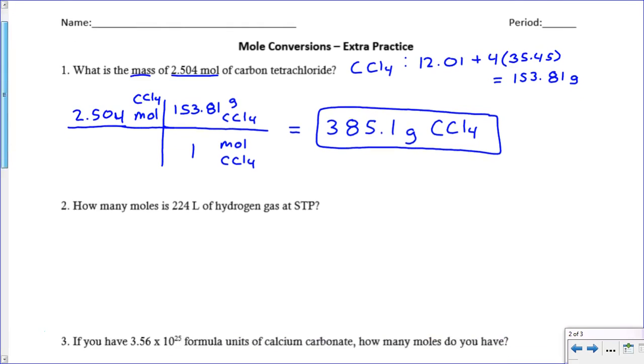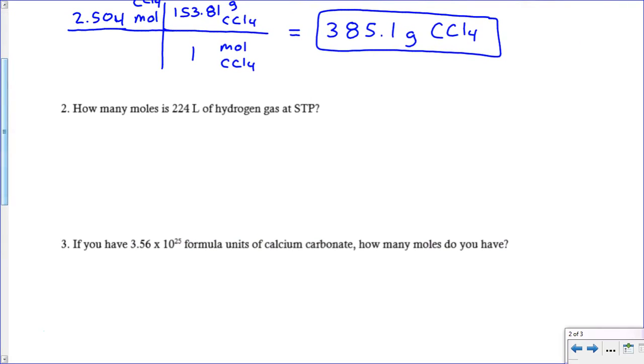On to the second problem. We are converting between liters and moles, because it says moles and liters. So that's volume here. So what we do, again, we start with what's given, 224 liters of hydrogen gas. Hydrogen gas is H2. Then we use the conversion factor that we know going from liters to moles. We want to cancel out liters of H2 and get it into moles of H2. And hopefully if you've memorized the correct conversion factors, you know that it's 22.4 liters in one mole.